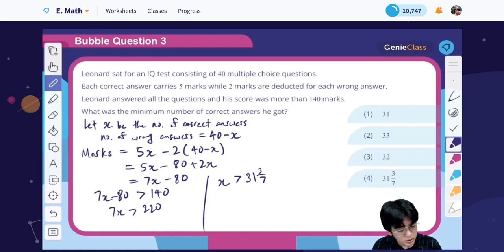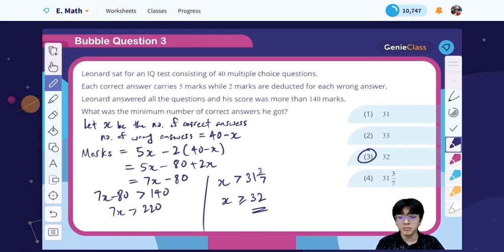So you round up. So x is more than or equal to 32. This is the minimum number of correct answers, where the number of correct answers is an integer. So 32 is your answer, option 3. Okay, can?